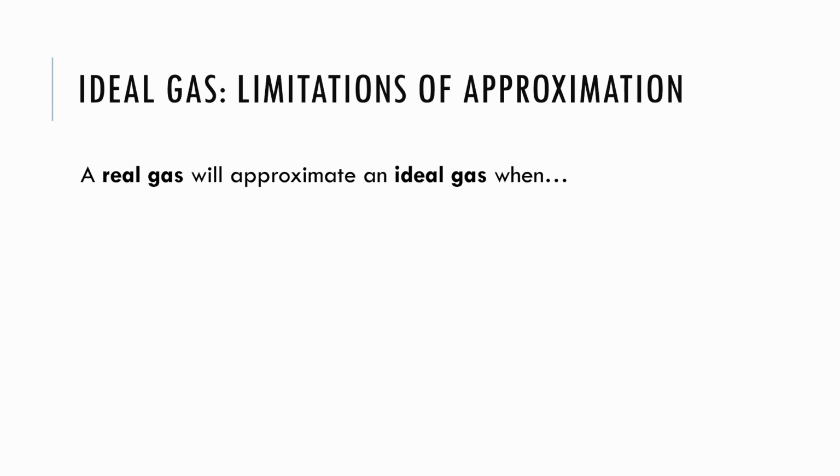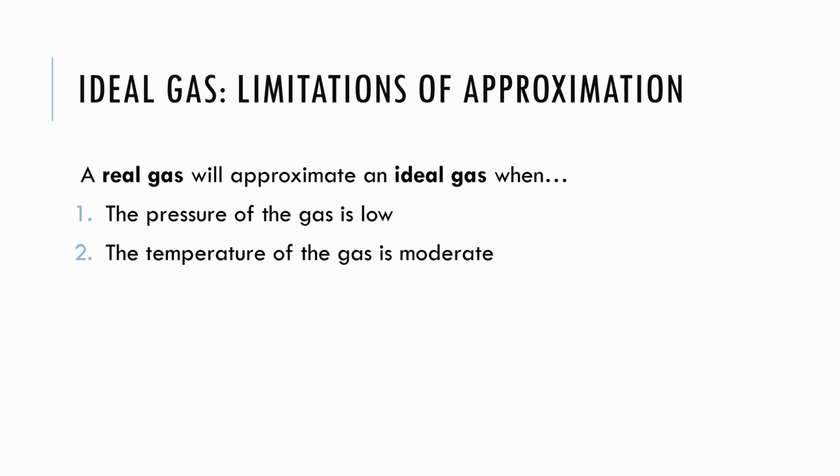Okay, so what you really want to know now about the ideal gas is, when does this really work? We've been saying that it's a pretty good predictor, and it is, but there are a couple limitations. So another thing you need to commit to memory is the conditions where a real gas will approximate an ideal gas. The math that we're going to talk about, which comes from the ideal gas law, works, and you can predict what will happen when you inflate a balloon, as long as these two things are true. First, the pressure of the gas has to be relatively low, and second, the temperature has to be moderate.